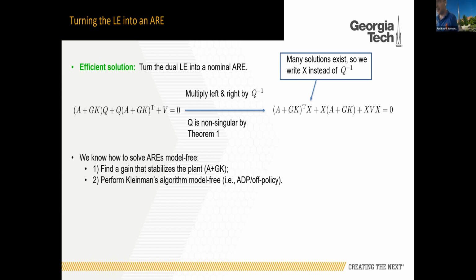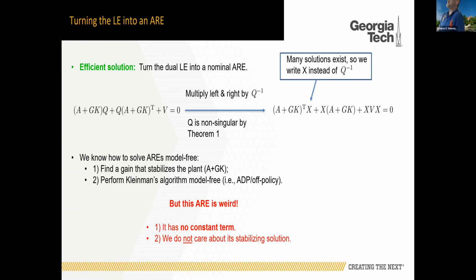What I want to do is solve these algebraic Riccati equations in a model-free way. In other words, I want to find an optimal gain that stabilizes the plant, A plus GK. I can do that by using Kleinman's algorithm, which is model-free, or I can use any approximate dynamic programming techniques or off-policy methods. But as I told you, this algebraic Riccati equation is weird. In other words, it has no constant terms. We don't really care about the stabilizing solution here.